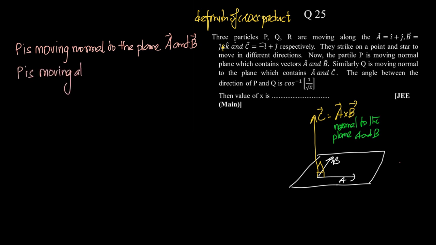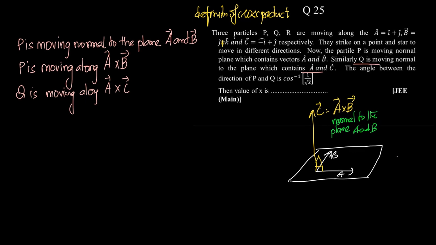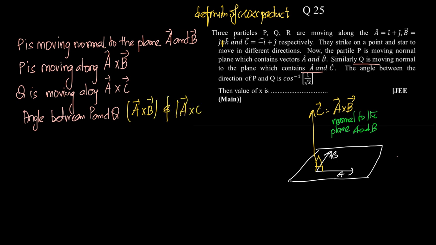moving along vector A cross vector B, right? Similarly, what is given? Q is moving along a plane containing A and C. So I can write here that Q is moving along A and C, means Q is moving along A cross C. So when we've been asked to find out the angle between P and Q, what is that we're trying to find out? We're actually trying to find out the angle between vector A cross vector B and vector A cross vector C.